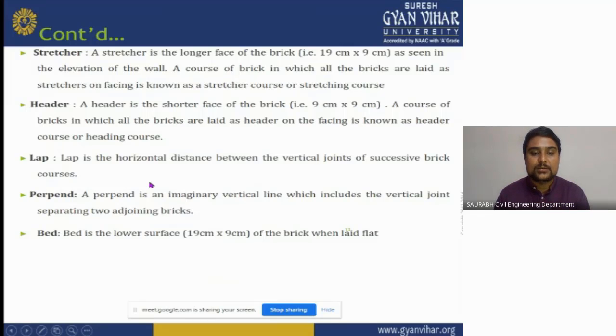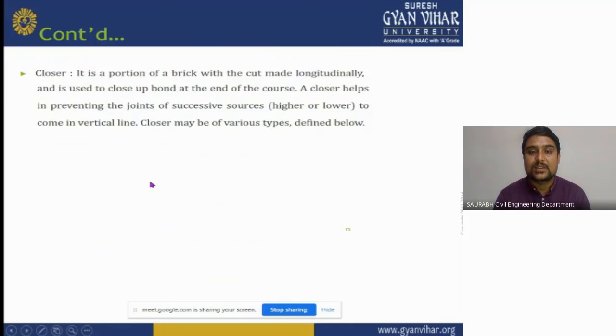What is the bed? As you can see here, bed is the lower surface, which is 19 centimeter by 9 centimeter, of a brick when laid flat. And closer is a portion of a brick cut longitudinally, and it is used to close a bond and end the course. A closer helps to prevent joints in successive courses from coming in a vertical line. Closers may be of various types defined below.